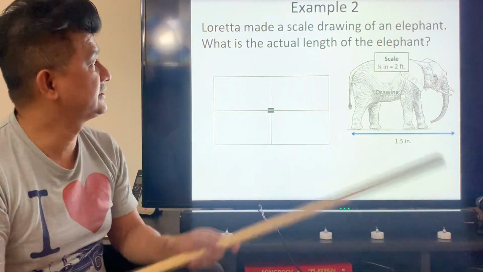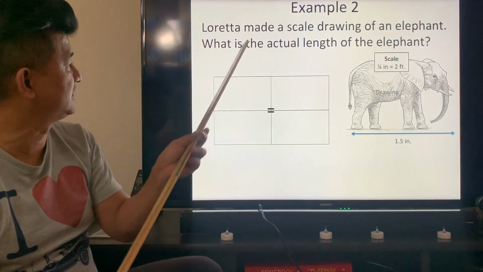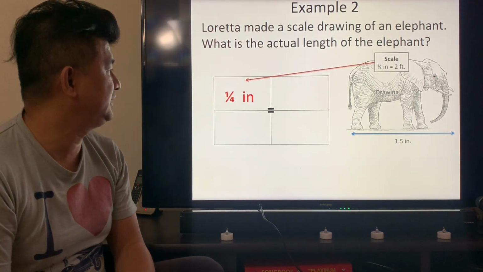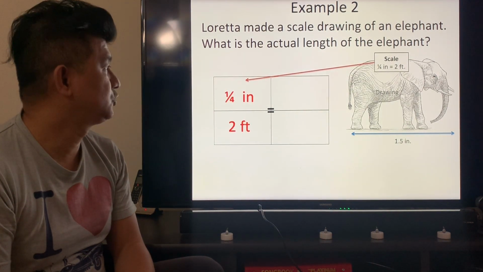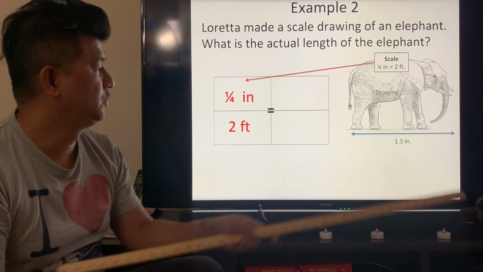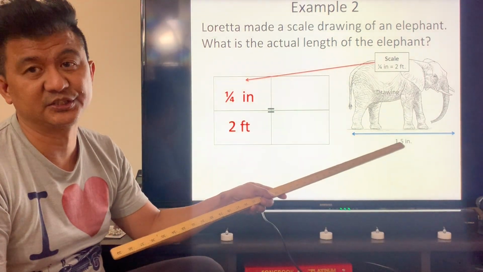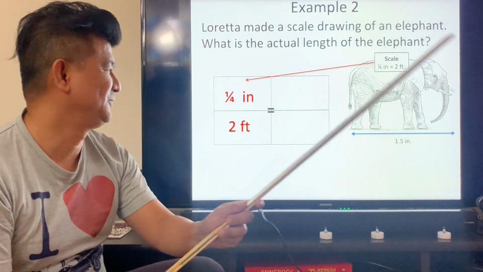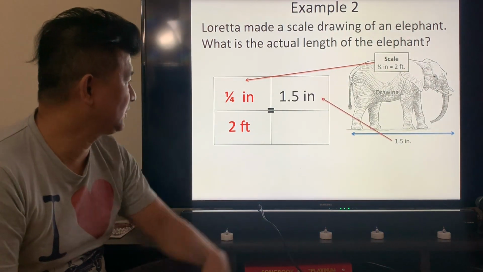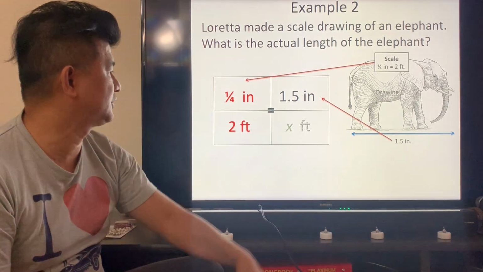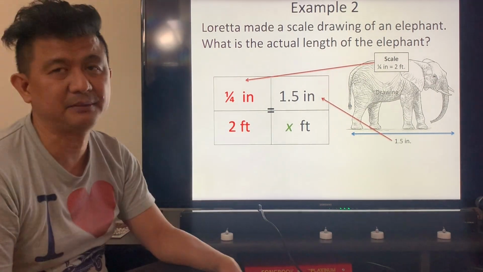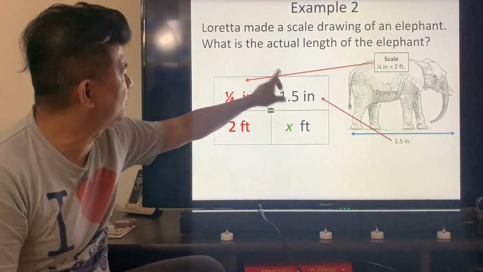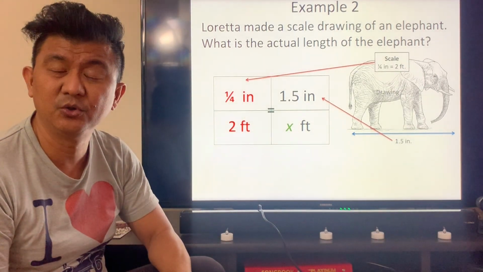As usual, I said always write the scale on the left side of your proportion. So you could write 1/4 inch is to 2 feet. Next, where do I put 1.5 inches? Guess, top or bottom? You're right. We put it on top. So 1.5 goes there, and naturally x here, the feet, is missing. Now, can we look for a pattern? How many 1/4 can I get? 1 whole.